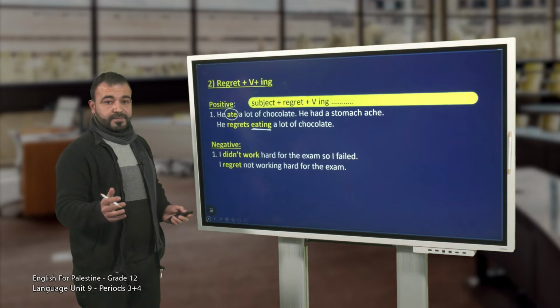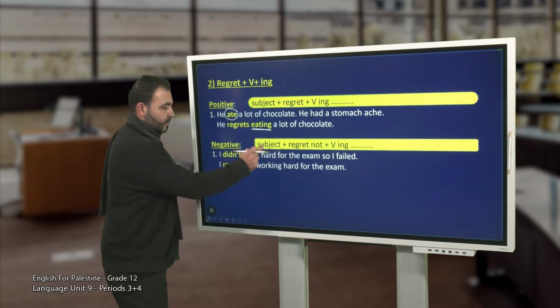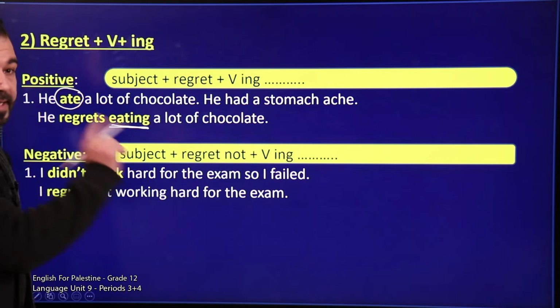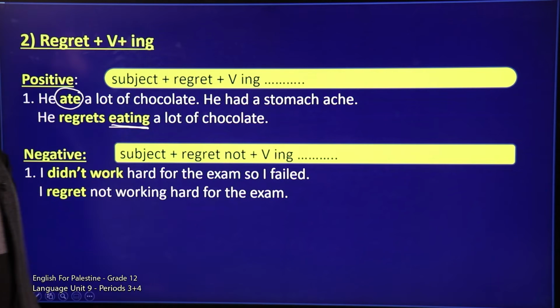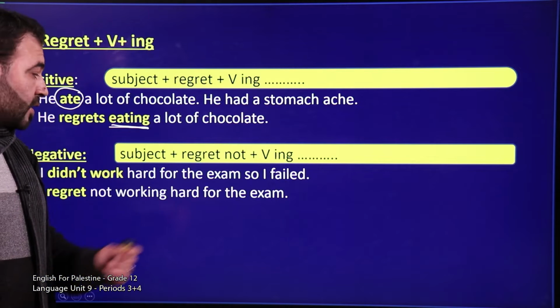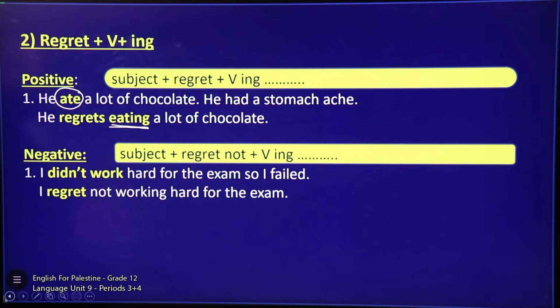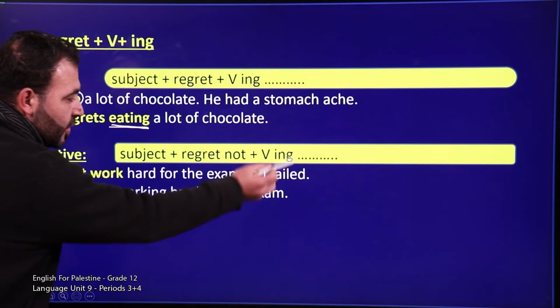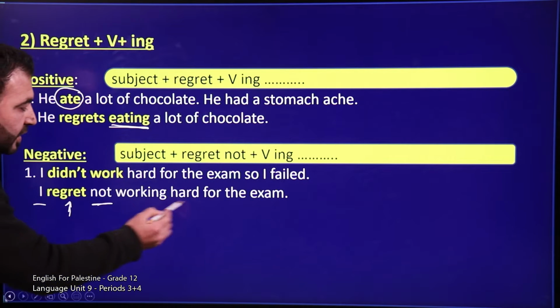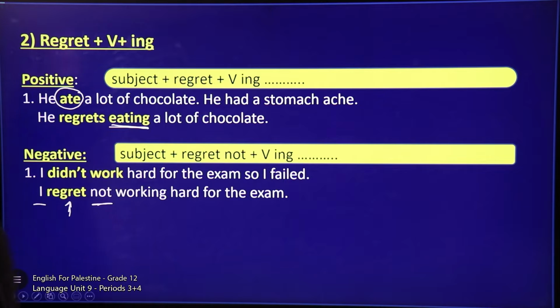In the negative case, the rule is like this. We start with the subject plus regret not, and finally the verb with the ing form plus the complement. Let's see this example. I didn't work hard for the exam, so I failed. I is the subject, regret is the verb here, not from the rule, because I didn't work. So I regret not. Not what? The verb in the ing form. Not working hard for the exam.